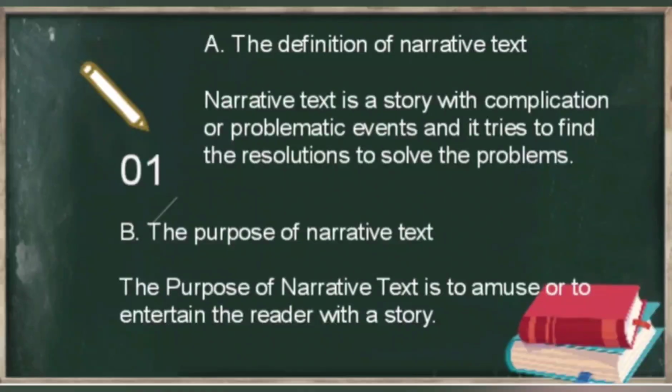The definition of narrative text is a story with complication or problematic events, and it tries to find a resolution to solve the problems. So in narrative we can find problems and learn how to solve them. The purpose of narrative text is to amuse or entertain the reader with a story. When we read narrative text, the writer wants us to feel happy or sad because of the story.